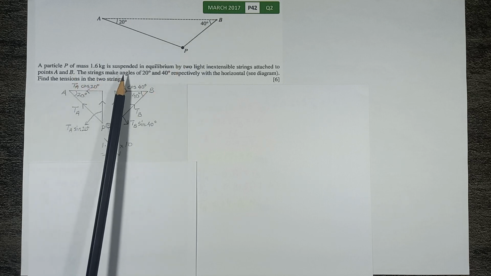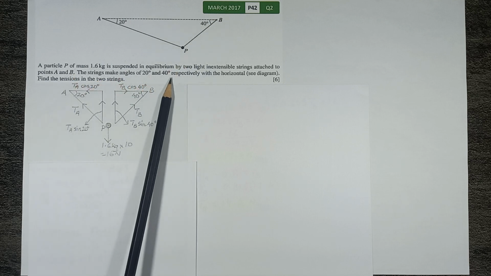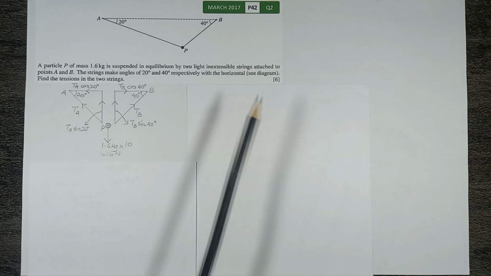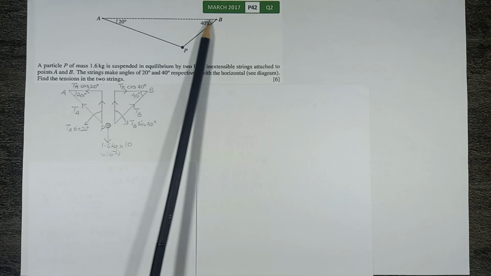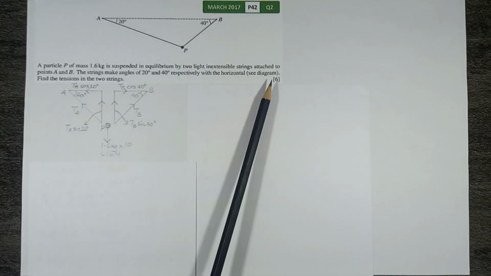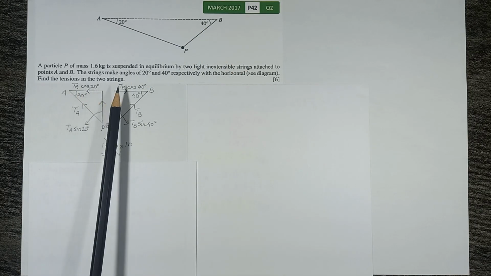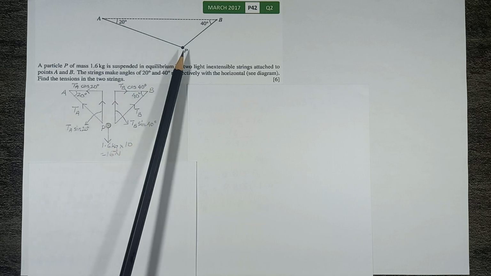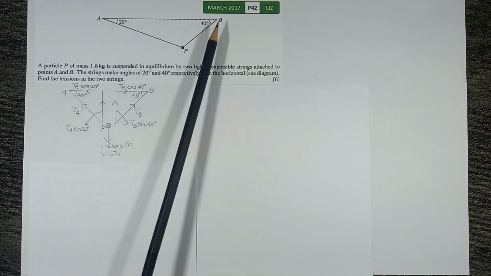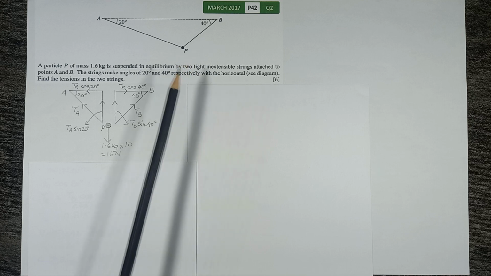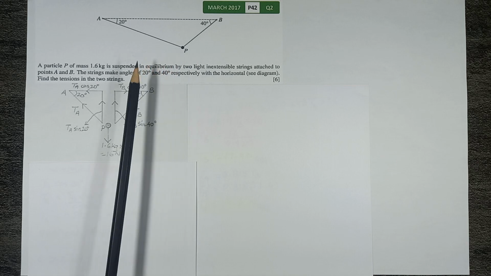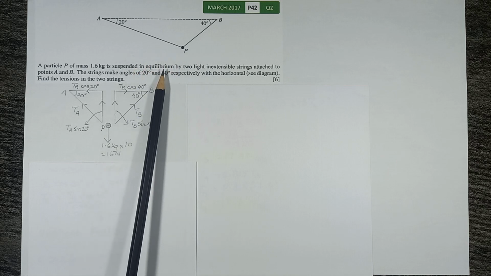The strings make angles of 20 degrees and 40 degrees respectively with the horizontal, as we can see over here. See diagram, find the tension in the two strings. So basically there are two strings, string AP and string BP, and we have to find the tension in these two strings, and the condition that they have given us is equilibrium.